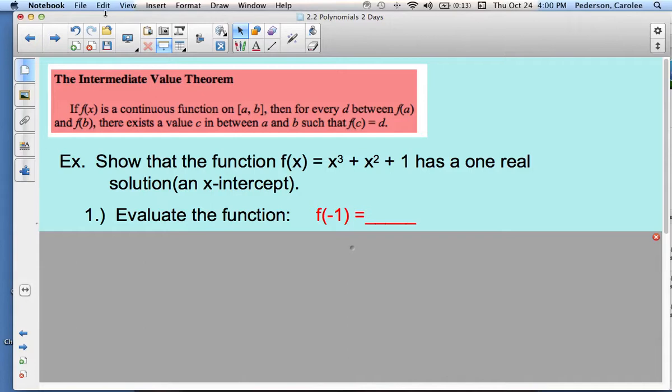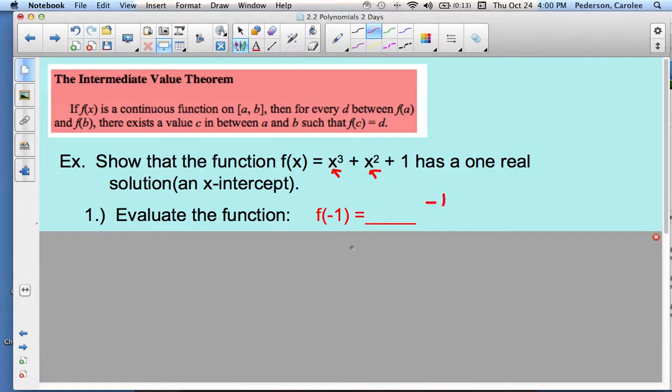Here's the example. Show that the function f of x, which is a cubic function, has one solution, an x-intercept. So we're going to start off by just evaluating the function. We're going to substitute a number in for x. So I'm going to evaluate it for f of negative 1. I'm going to replace this x with a negative 1 and this x with a negative 1.